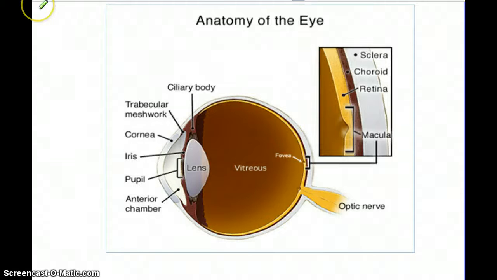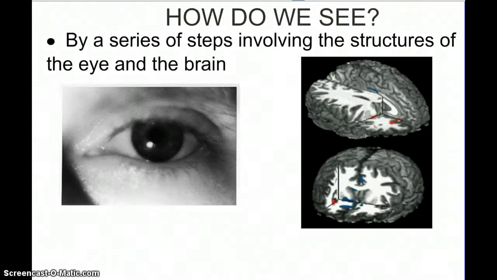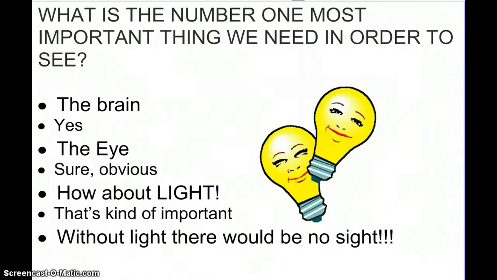So we are going to understand the anatomy of the eye and how light interacts with that anatomy in order to understand how we see something. So, how do we see? Well, we see by a series of steps involving the structures of the eye and the brain. We've got to have both, okay? But if we were going to see, what is the most important thing?